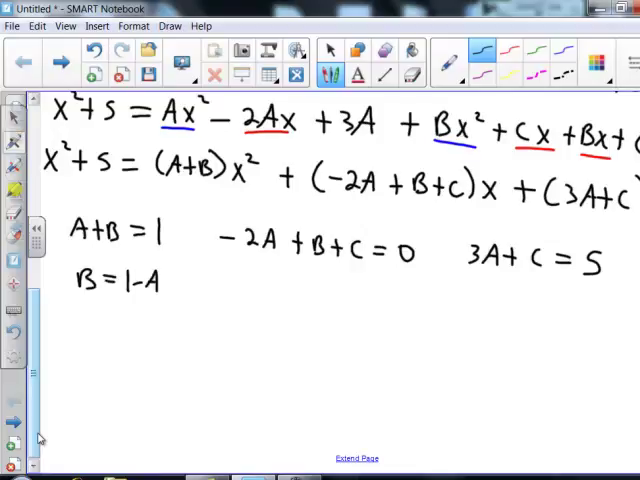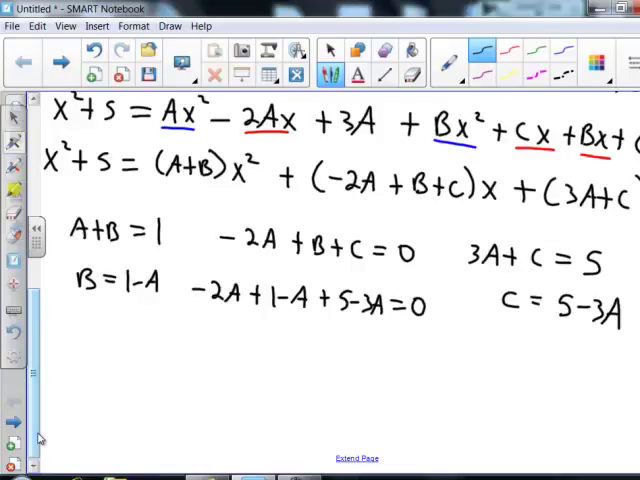And down here, I know that c is 5 minus 3a. So I can use both of those in my middle equation. That gives me negative 2a plus b, which is 1 minus a, plus c, which is 5 minus 3a. All that's got to be equal to 0. Just use my first and third equation to rewrite my middle equation in terms of one variable.